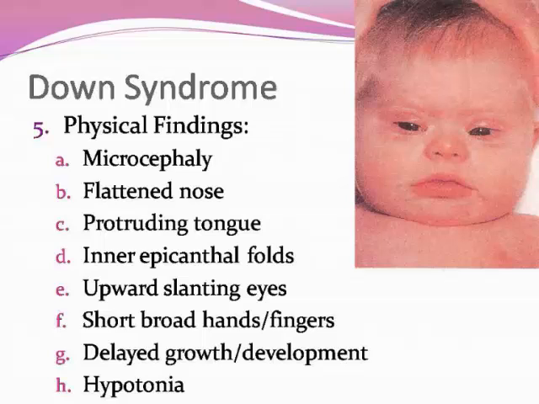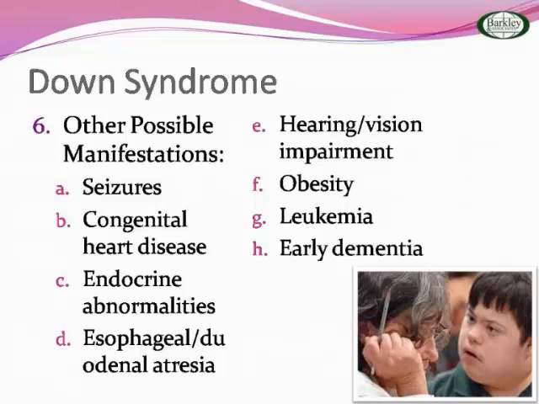That's the reason. Now, I will tell you, 10% of the general population will have a unilateral transverse crease. These kids have bilateral. And again, hypotonia is keyed in. Short, broad hands and fingers and delayed growth and development. Some other things to think about here is they typically have seizures and congenital heart disease.